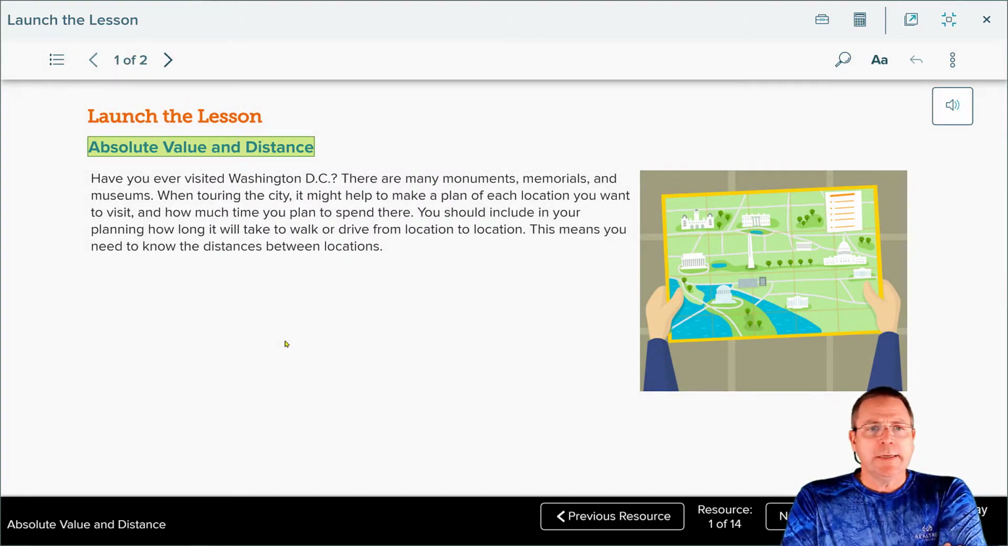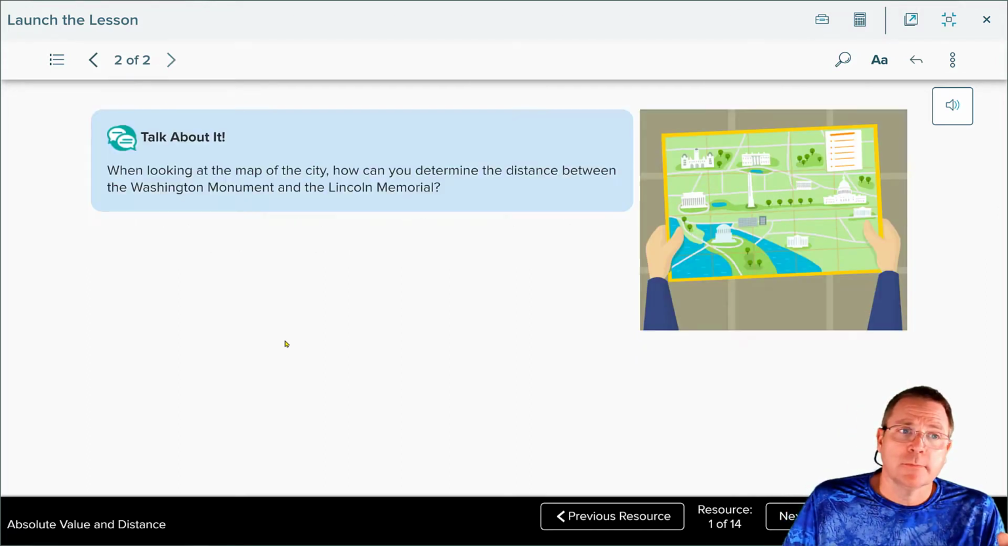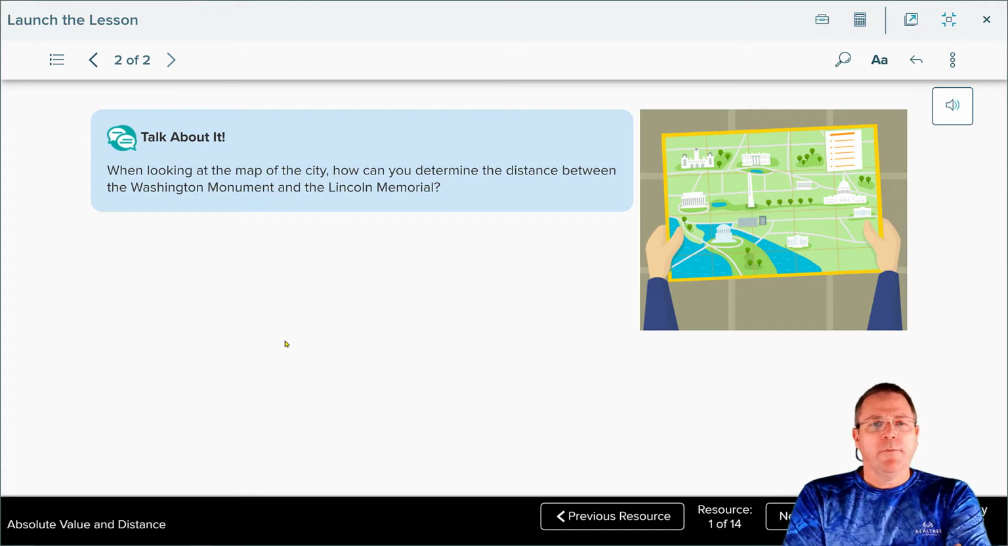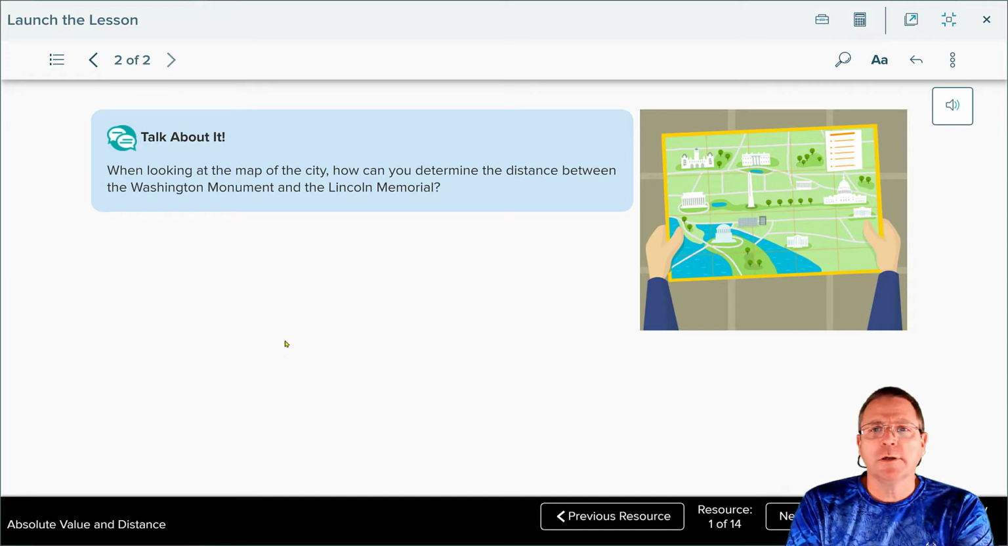When touring the city, it might help to make a plan of each location you want to visit and how much time you plan on spending there. You should include in your planning how long it will take to walk or drive from location to location. This means you need to know the distances between these locations. When looking at a map of a city, how can you determine the distance between the Washington Monument and the Lincoln Memorial? These are the things we're going to talk about in this lesson.